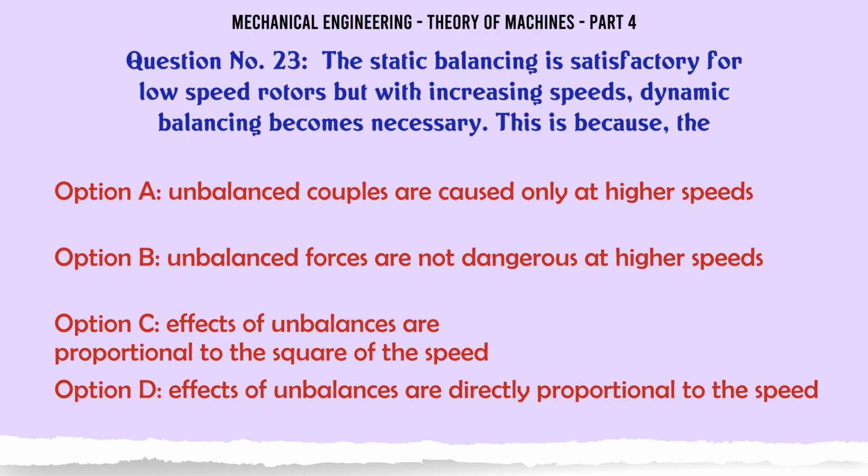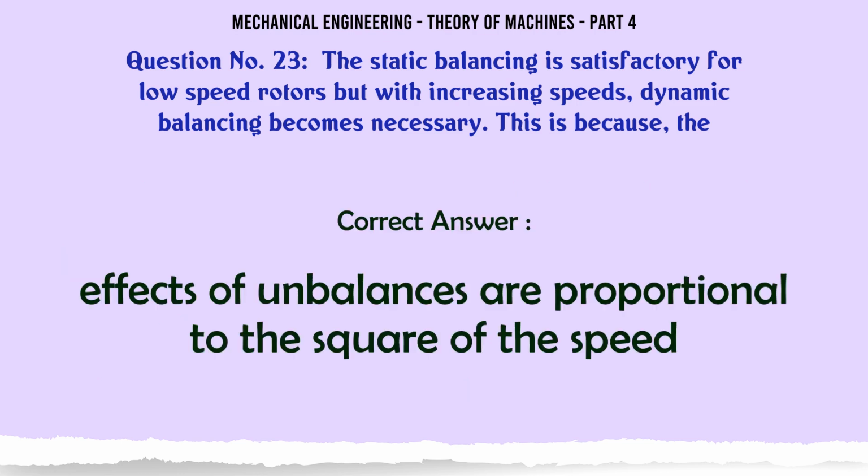This is because the A unbalanced couples are caused only at higher speeds, B unbalanced forces are not dangerous at higher speeds, C effects of unbalances are proportional to the square of the speed, D effects of unbalances are directly proportional to the speed. The correct answer is effects of unbalances are proportional to the square of the speed.